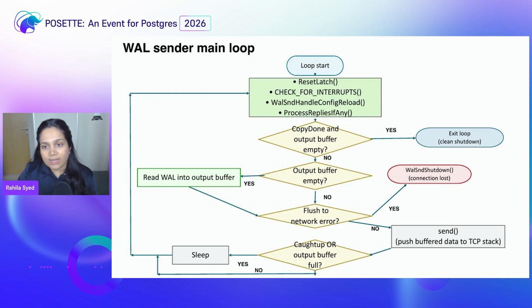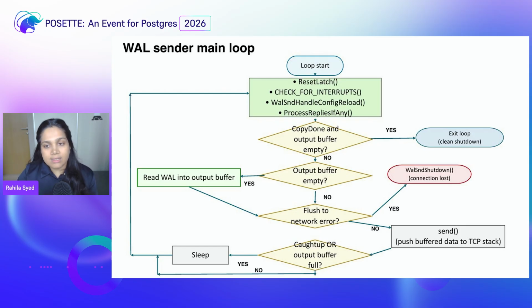So now let's look at how to identify a bottleneck in the WAL sender process. This is the WAL sender main loop, and let us see what operations are happening in it. WAL sender is a background process in Postgres which is used for sending WAL records from primary to standby. It runs an infinite loop, and these are the operations that happen in that loop.